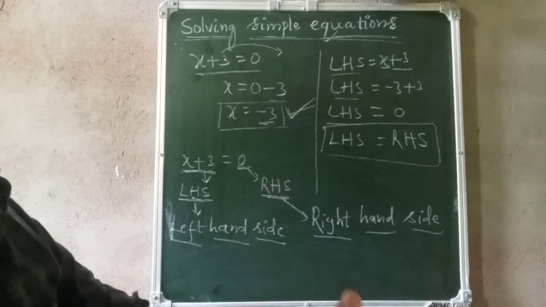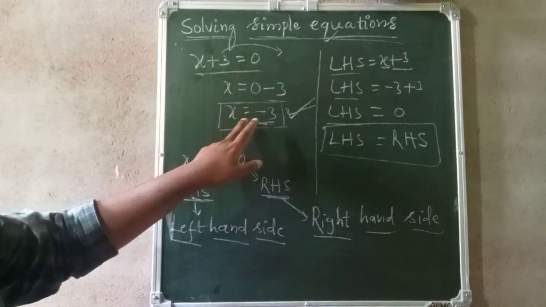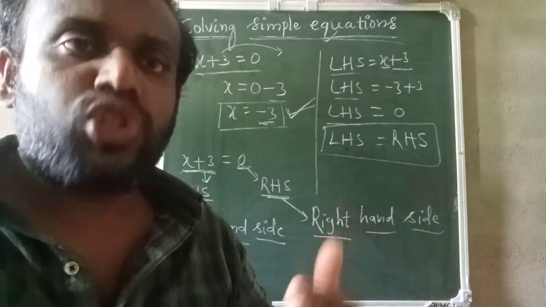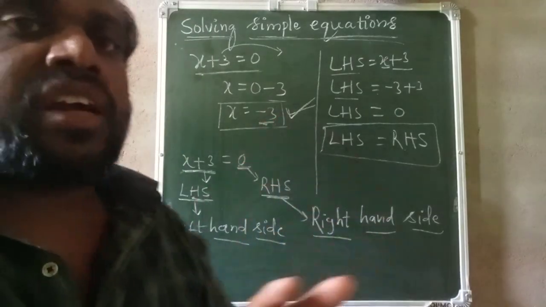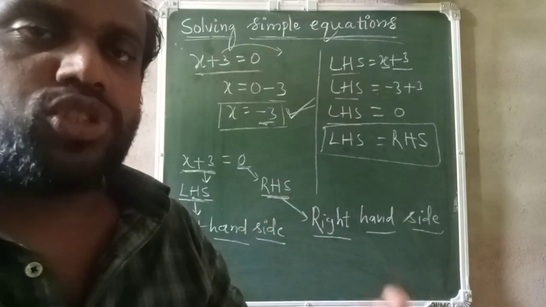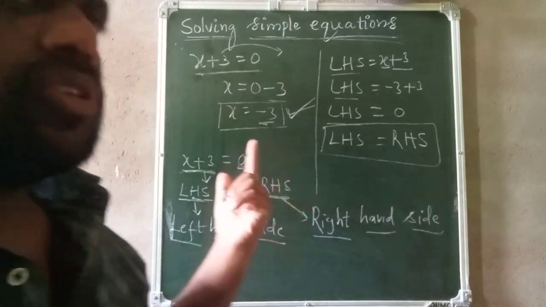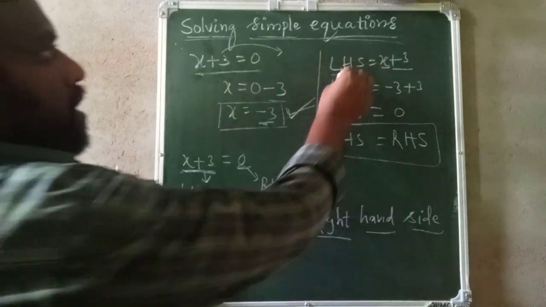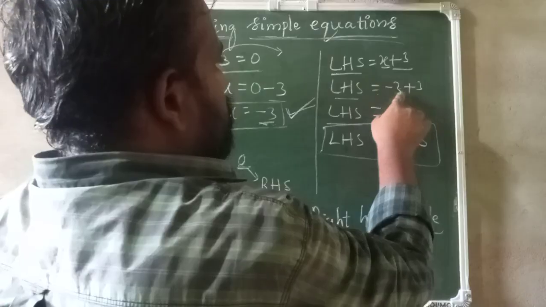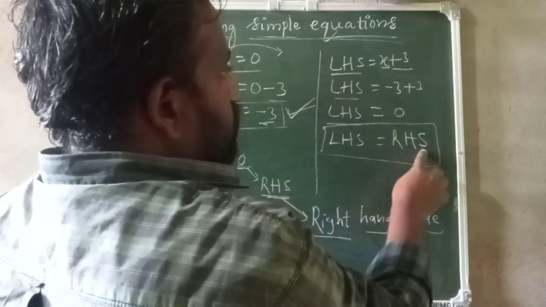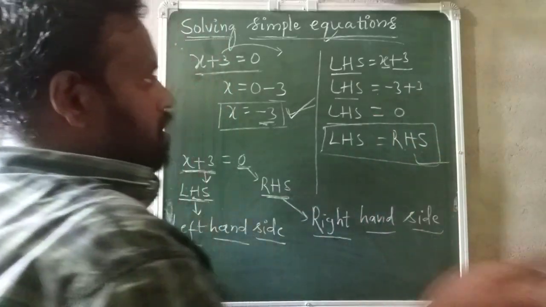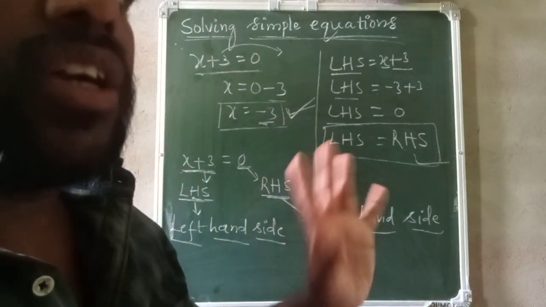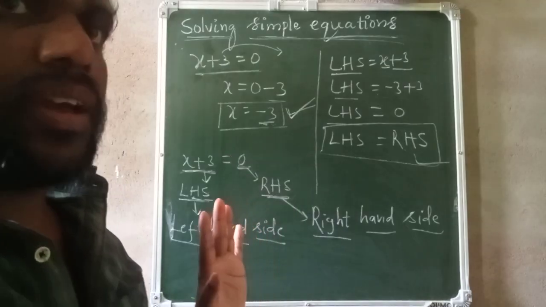First you have to find the value of x like this. After finding value of x, if you want to check whether this answer is correct or not, so you have to check like this. Like this you have to check. So first you have to take LHS, then substitute this value, and if LHS is equal to RHS, that means your answer is correct. So like that you can check whether answer is correct or not.